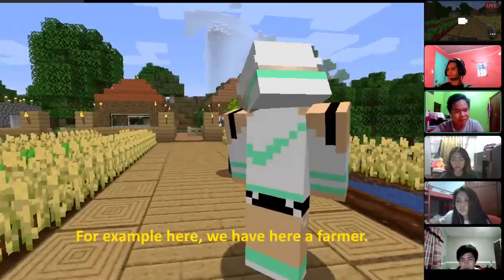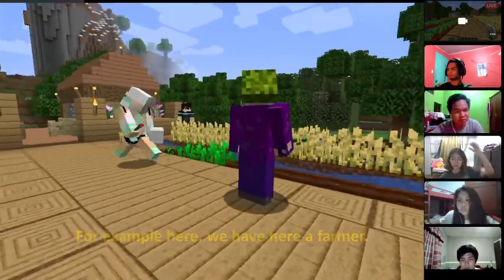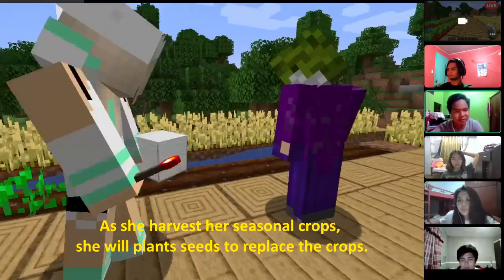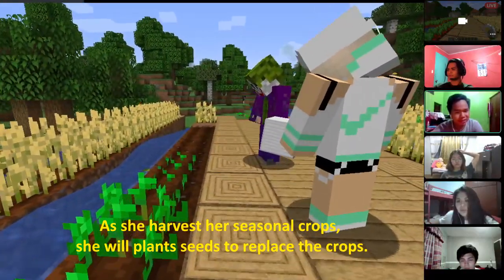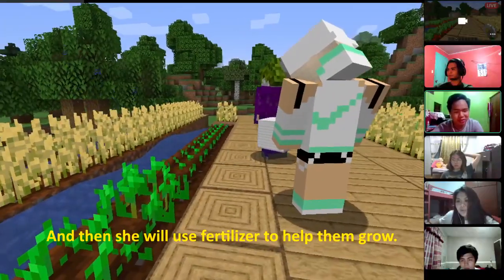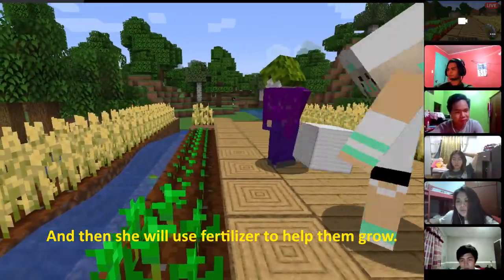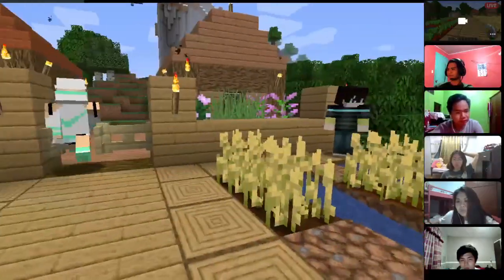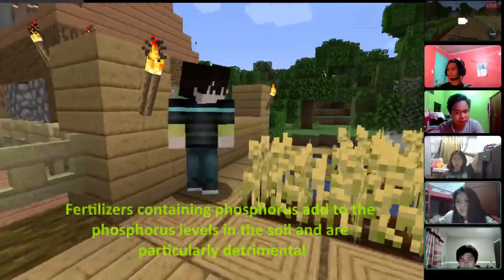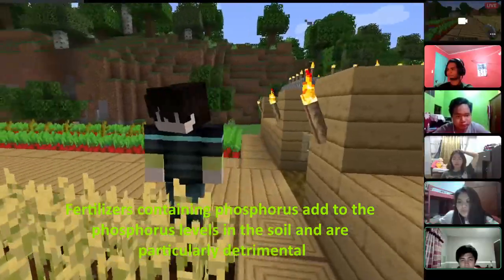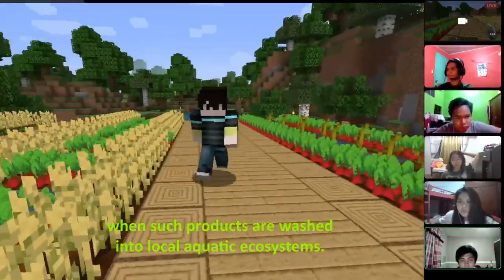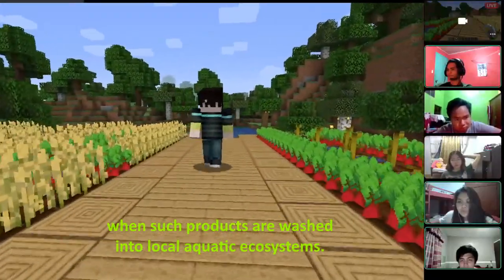For example, here we have a farmer. As she harvests her seasonal crops, she will plant seeds to replace the crops, and then she will use fertilizer to help them grow. Fertilizers containing phosphorus add to the phosphorus levels in the soil and are particularly detrimental when such products are washed into the local aquatic ecosystems.